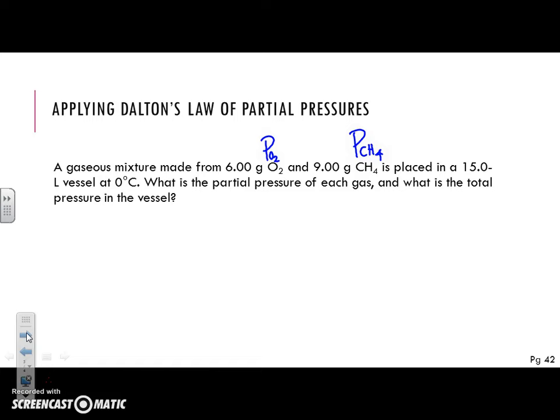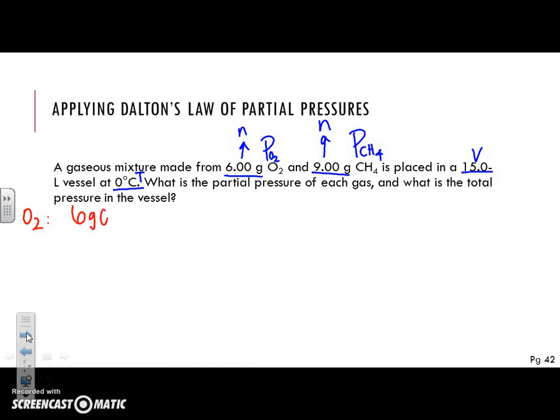So now we need to figure out, how can I find the partial pressure of oxygen and of methane? If we think about what we have available, we have grams, and we have a volume, and we have a temperature. So if we turn our grams into moles, then we would really be in a good spot, because we could use the ideal gas law to find the pressures. So that's what we're going to do. We will start with oxygen. The first thing that I need to do is figure out how many moles of oxygen gas I have. So I'm just going to use my mole map.